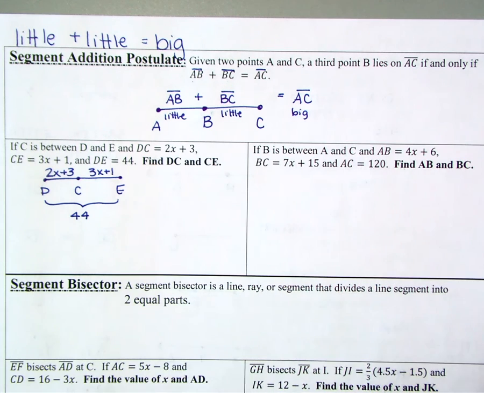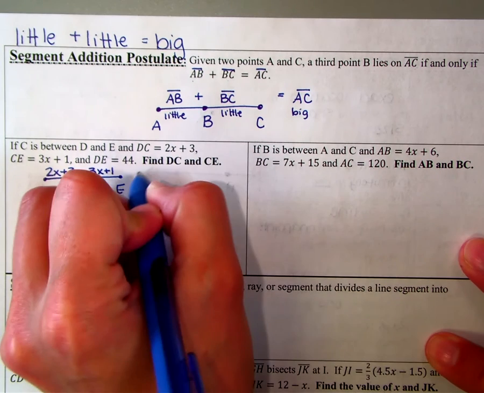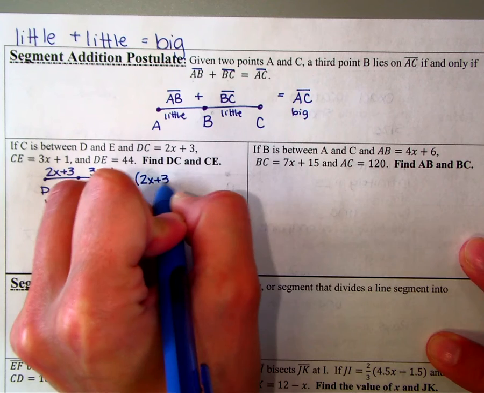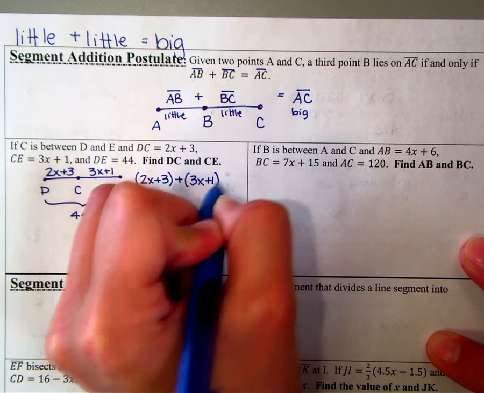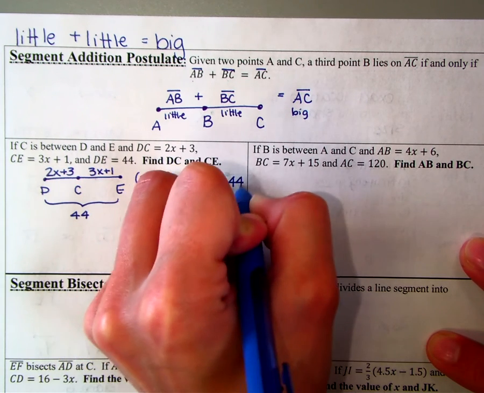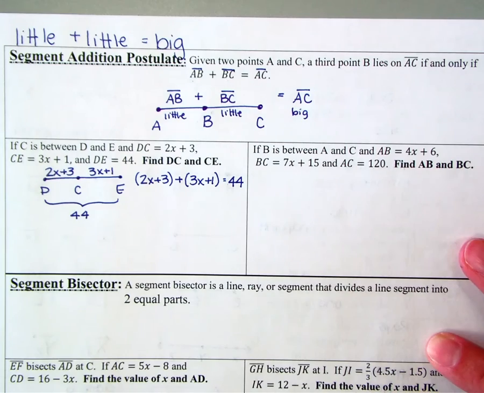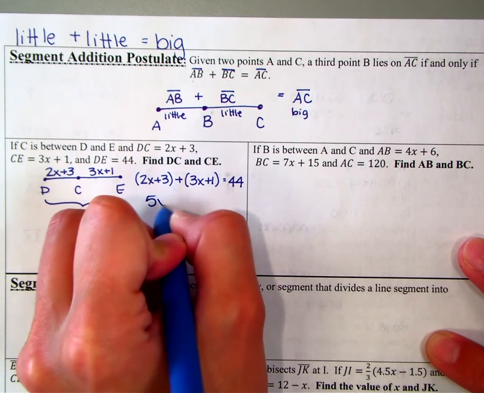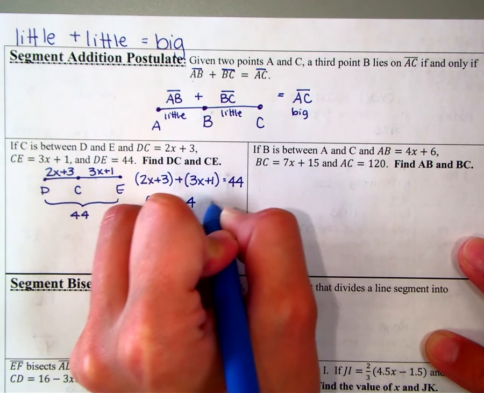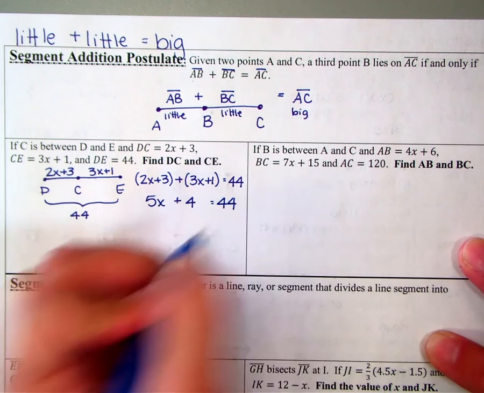According to my segment addition postulate, we know that my two little pieces equal the big piece. So one little piece is 2x plus 3. The other little piece is 3x plus 1, and it equals the big piece, which is 44. All we have to do from there is solve that equation. So we'll combine like terms, and then we'll solve.